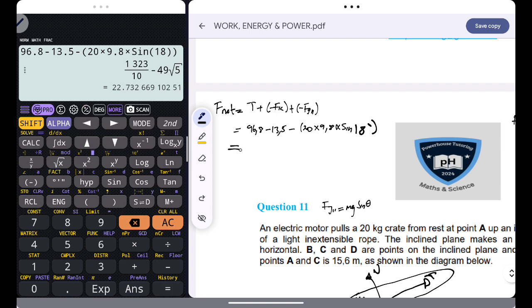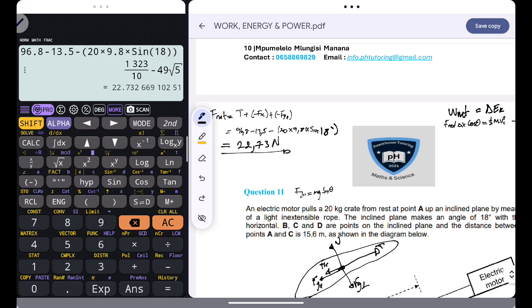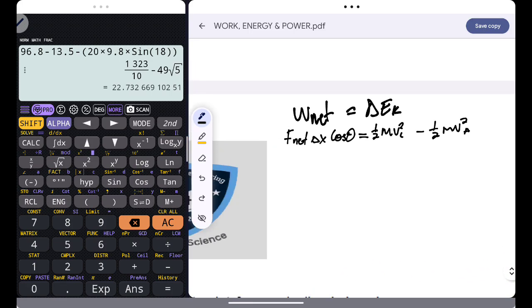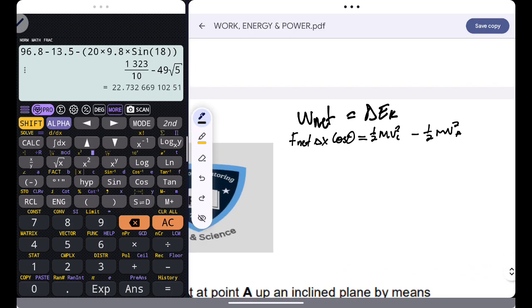I'll simply get my resultant force to be equal to, let me check I didn't make any mistake. Okay, I'll simply get my resultant force to be 22.73 newtons. Right? So now I can go and find the velocity of the block at position C.